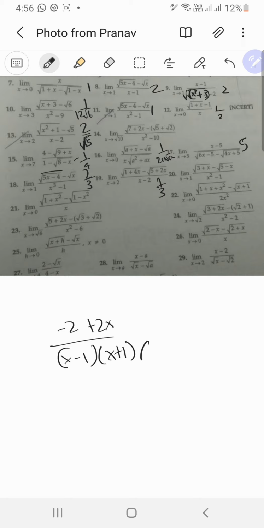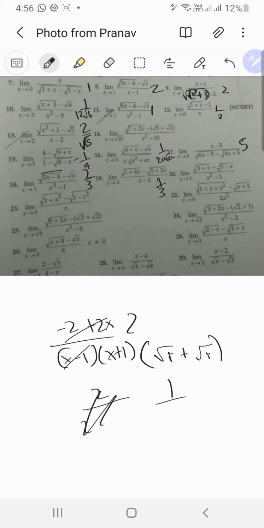Put 1 into this thing, so it should be square root of 4. This thing is 2, so it's going to be 2 upon 1 into that, so it's 2, 1 is gone, so you just get 1 upon 2 square root of 4, which is 1 upon 4. So that's the answer. Next question.